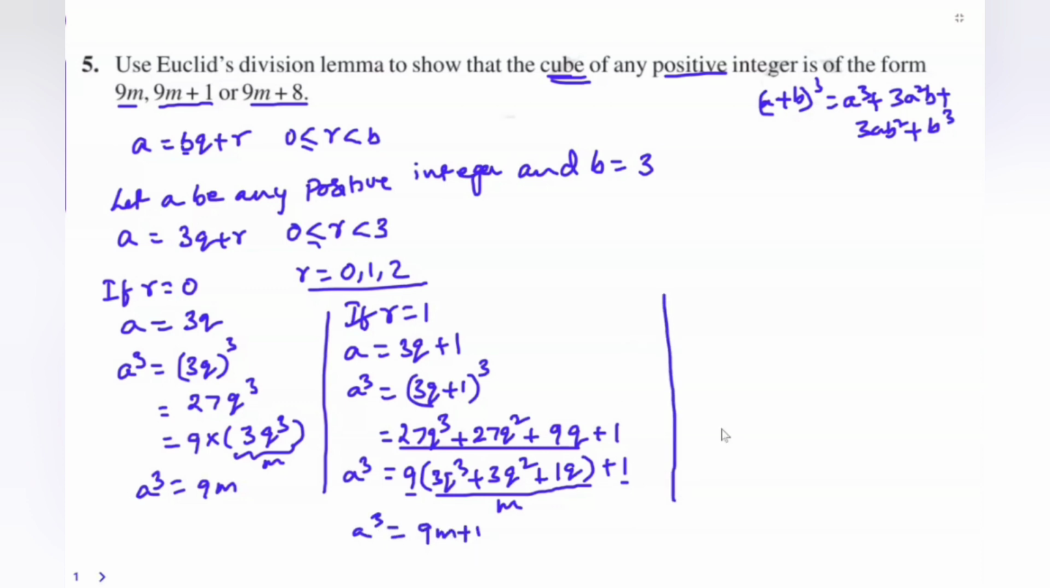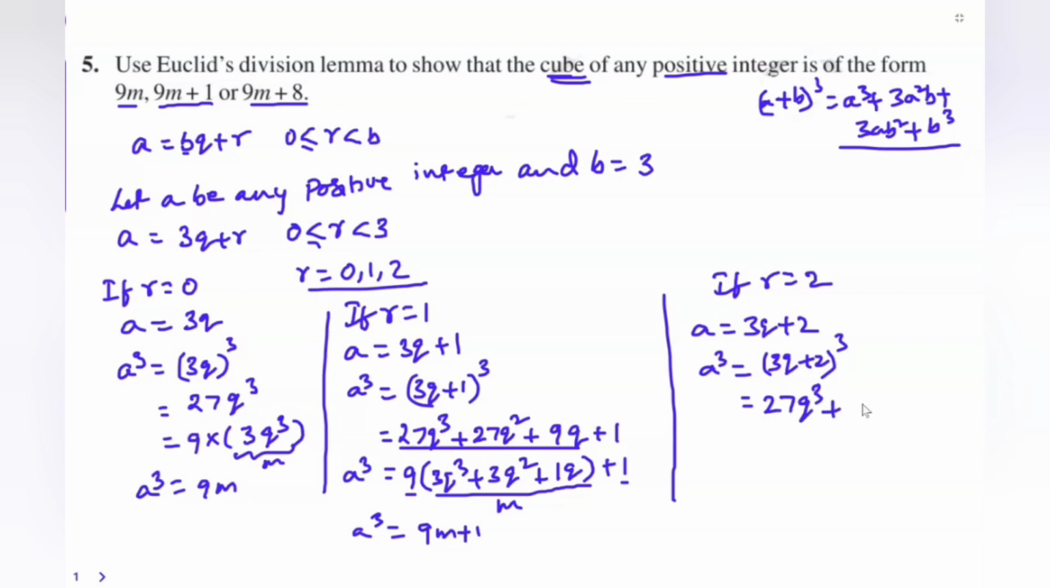Now coming to if r is equal to 2. So you will get a is equal to 3q plus 2. Write a cube is equal to, cubing on both sides, (3q plus 2) whole cube. Apply the formula again: a cube plus 3a square b plus 3ab square plus b cube. So a cube, (3q) whole cube, is 27q cube again, plus 54q square for 3a square b, plus 3ab square, 3 into 3q into 4, which gives 36q, plus 2 cube.